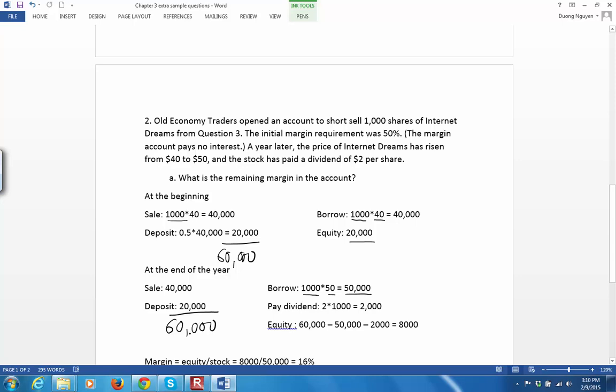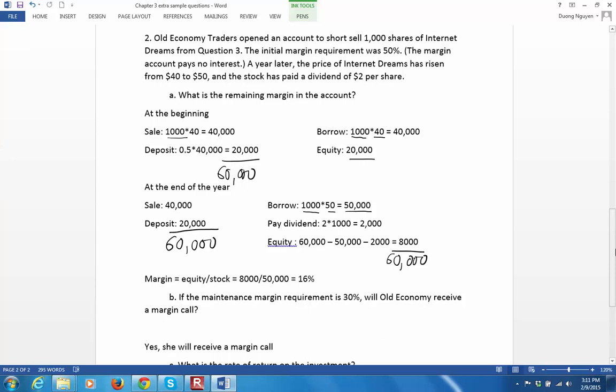So the total amount of money in the account is 60,000. Out of 60,000, the investor borrowed 50,000. The investor had to pay $2,000 in dividends. So the equity in the account is only 8,000, to make sure that the left hand side is equal to the right hand side. Alright, so the margin at the end of the year is equal to equity divided by stock. Equity now is $8,000. Stock at this time is 50,000. So 8,000 divided by 50,000 is equal to 16%.